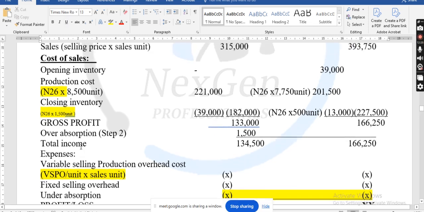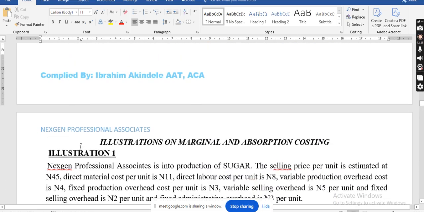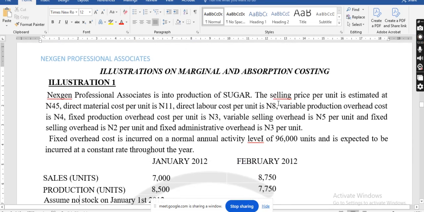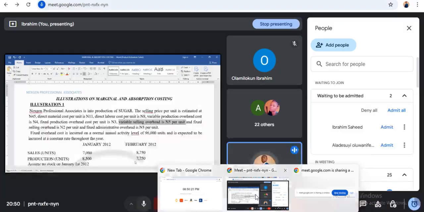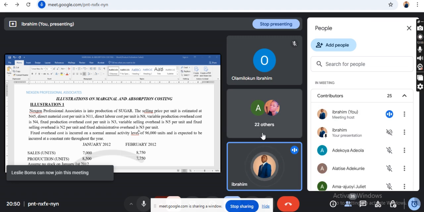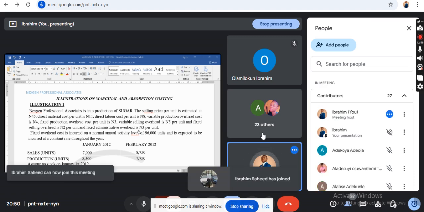Is there any variable selling production overhead given in the question? You can see that in this question now, we've read this several times. The variable selling is given. Don't forget that this variable selling is an expense under the absorption costing. Why? Because these are the expenses you incur when you want to sell that particular product. And that is why it is an expense under the absorption costing.